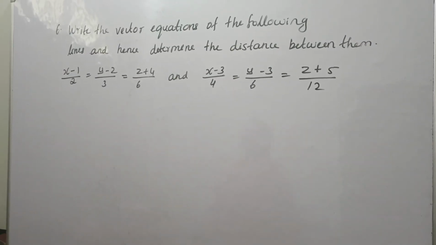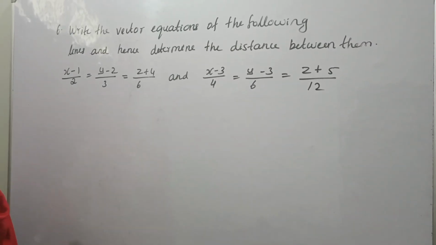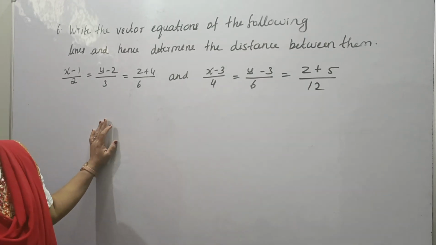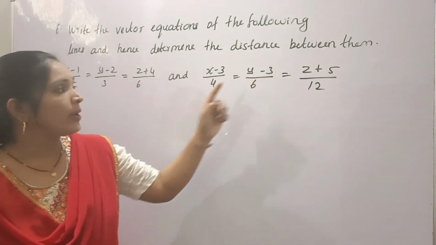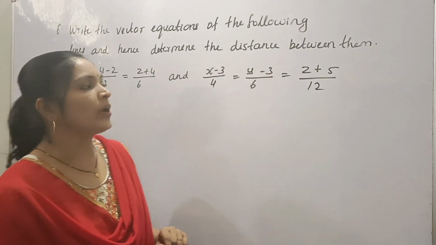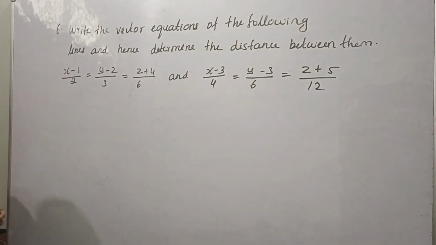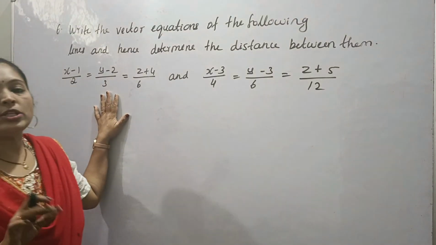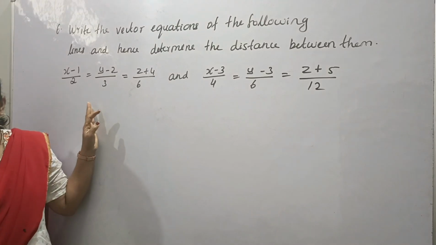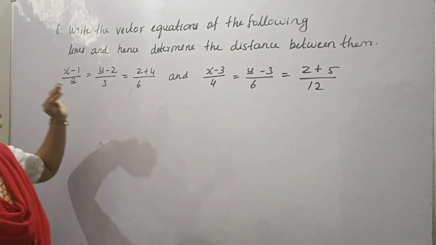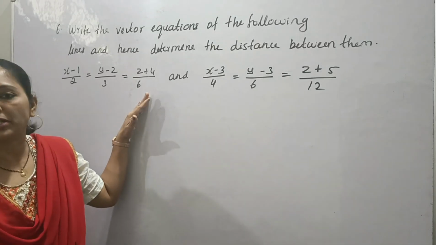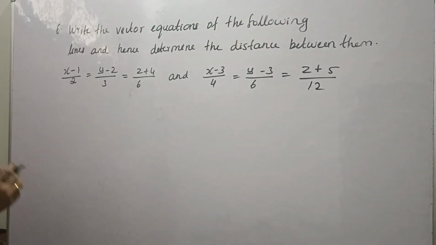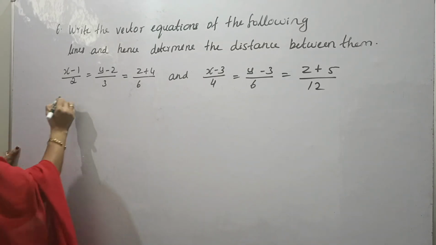Write the vector equations of the following lines and hence determine the distance between them. (x minus 1) divided by 2 is equal to (y minus 2) divided by 3 is equal to (z plus 4) divided by 6, and (x minus 3) by 4 is equal to (y minus 3) by 6 is equal to (z plus 5) divided by 12. Okay, so here two equations of two lines in Cartesian form are given. First of all we have to convert this Cartesian form to vector form.